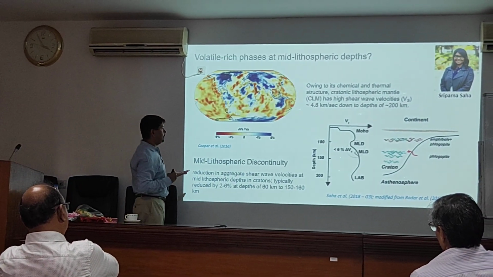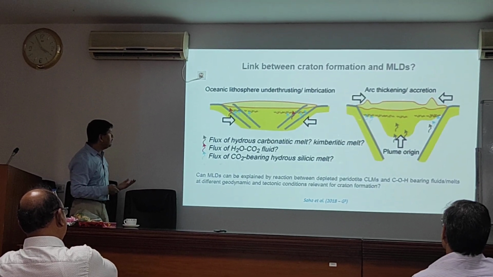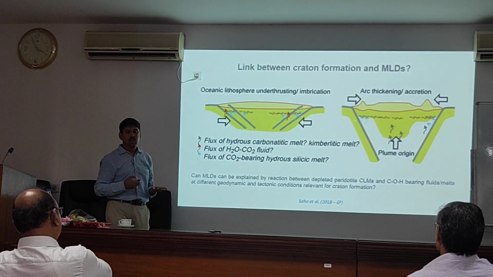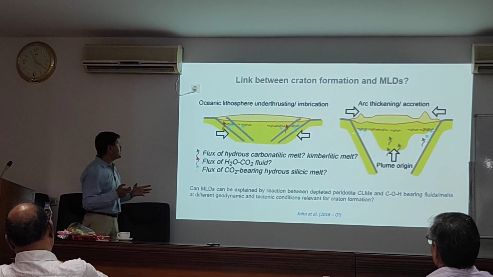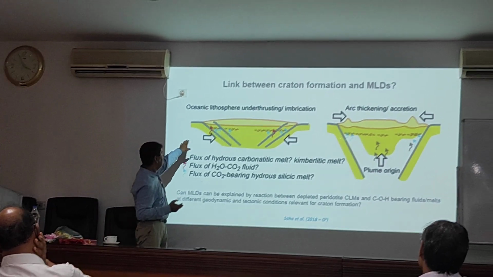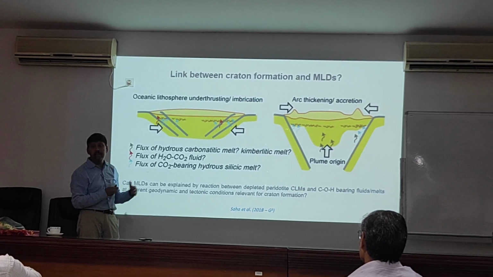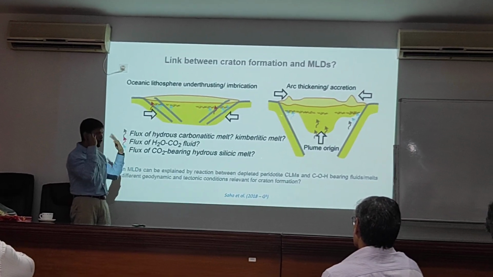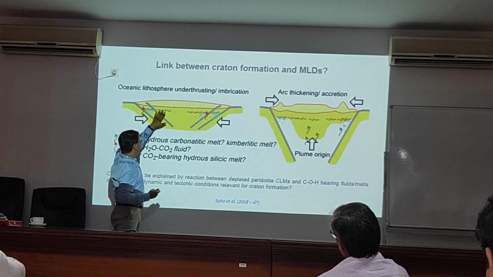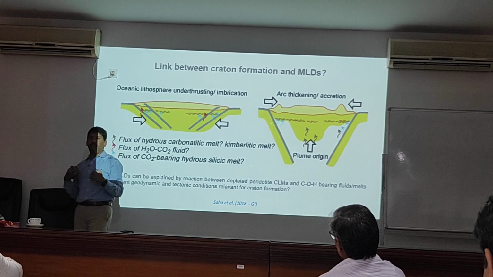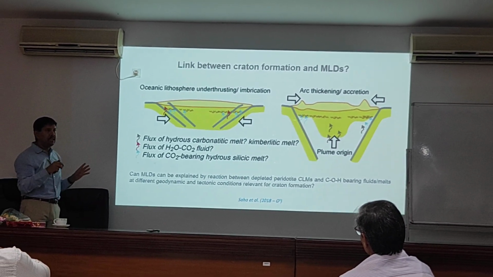Now, one of the hypotheses for the mid-lithospheric discontinuity is that maybe it's causally linked to the craton formation process itself. In craton formation, there are a number of models, such as slab imbrication or arc thickening and accretion models. In many of these settings, if you follow the process conceptually, the lithospheric mantle generation may also be coupled with some sort of fluid and melt addition as well. Although overall it's depleted, there may be some melts that get in.